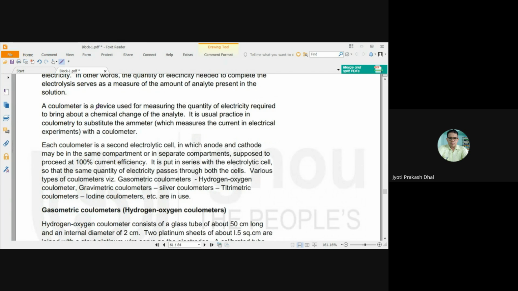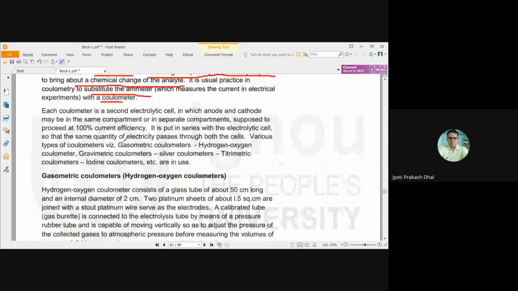A coulometer is a device that is used for measuring the quantity of electricity required to bring about a chemical change of the analyte. It is usually practiced in coulometry to substitute the ammeter with a coulometer. A coulometer is a second electrolytic cell in which the anode and cathode may be in the same compartment or in separate compartments.